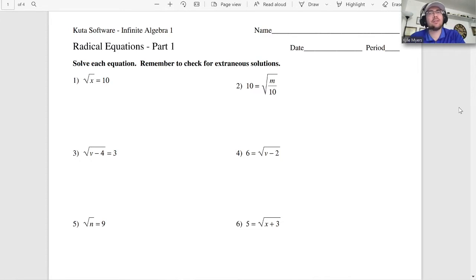Today we have radical equations part one. It's like the easier version of the two. And don't let that be a detriment if you're already kind of struggling with this and you're like, oh man, I can't even understand the easy stuff. We're going to break it down so that it's even easier and work through all of these questions together.